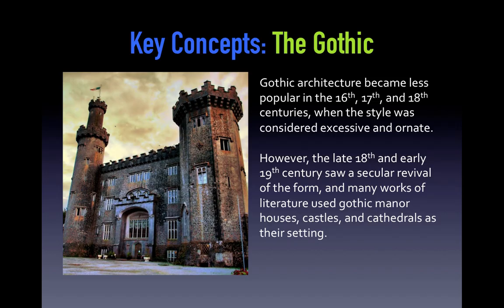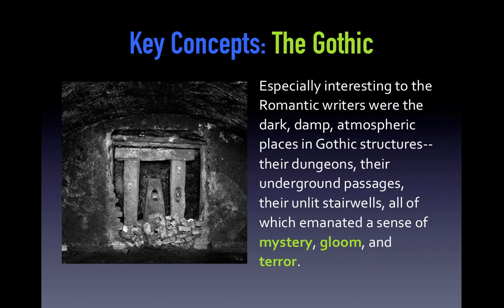Gothic architecture became less popular in the 16th, 17th, and 18th centuries when the style was considered excessive and ornate. However, the late 18th and early 19th centuries saw a secular revival of the form, and many works of literature used Gothic manor houses, castles, and cathedrals as their setting.